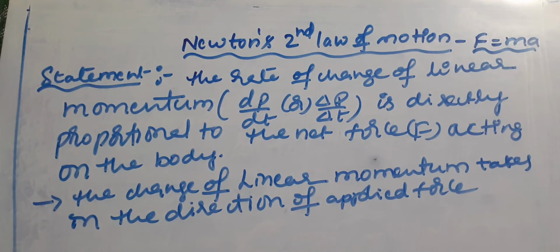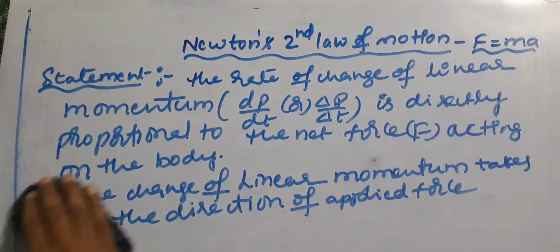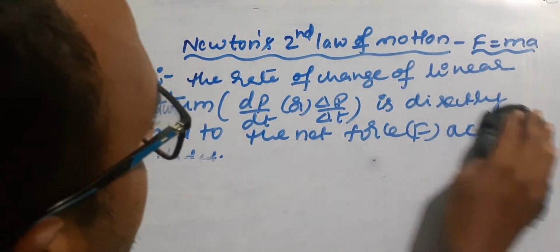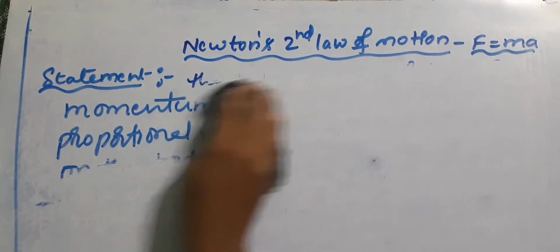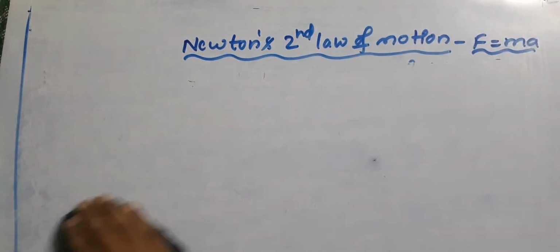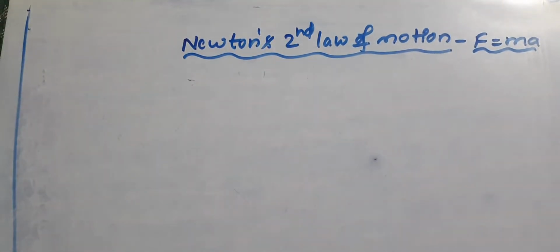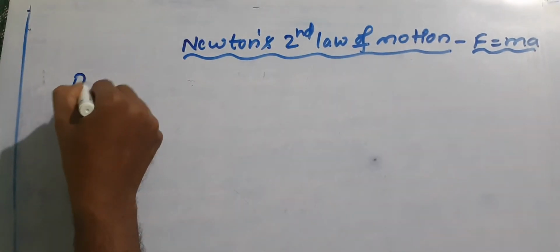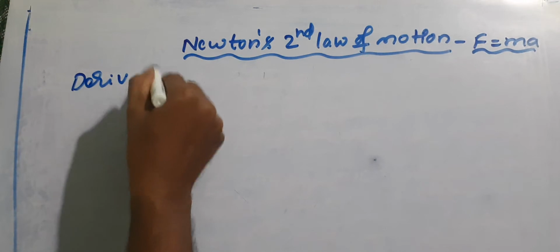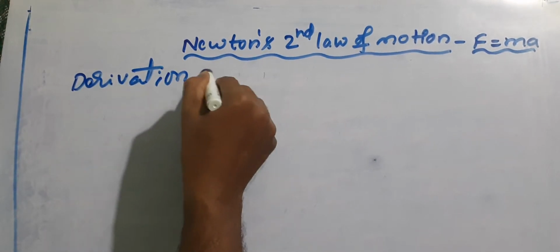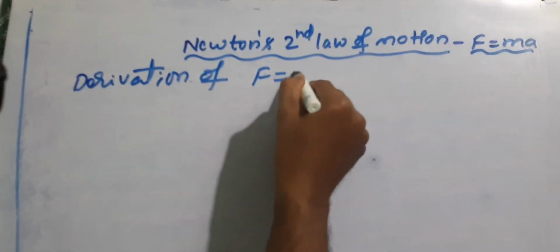Children, now the derivation of the formula for force. Derivation of F equals ma.